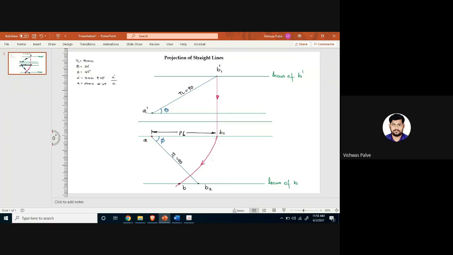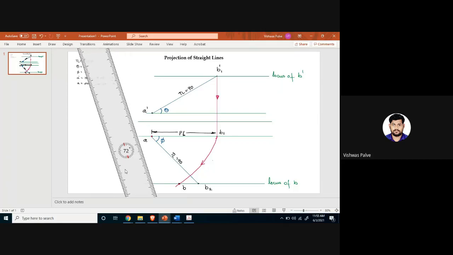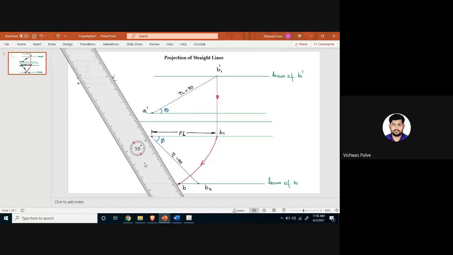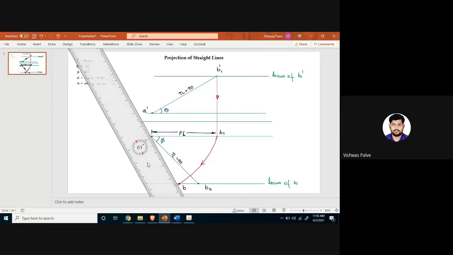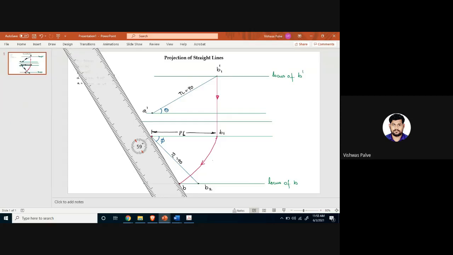After getting this point, you have to connect both the points with a straight line. After getting this point B, you have to connect A and B.